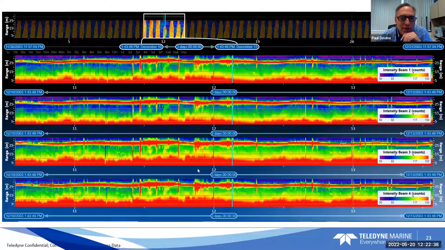So this is whitecapping waves, or a combination of whitecapping waves and probably suspended sediment from the increased river flow at the surface. But the thing here is that all four beams are seeing basically the same signal. So that gives you confidence that, at least, my sonar was operating properly.